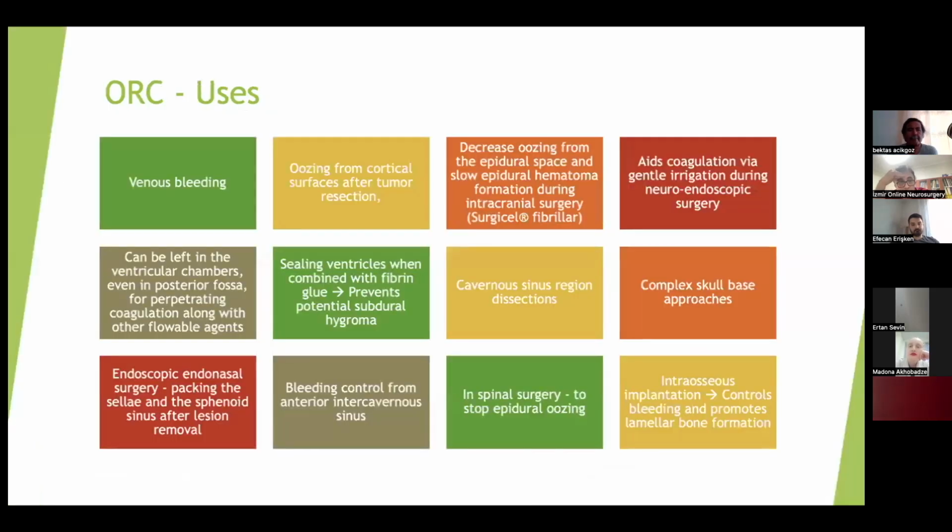Now, there are lots of uses associated with the Surgicel. It is very useful in controlling venous bleeding and oozing from the cortical surface after tumor resection. So it decreases the oozing from epidural space and slows down the formation of extradural hematoma. Then it aids coagulation via gentle irrigation during endoscopic surgery. One other thing is that during skull-base surgery, during cavernous sinus region dissection, it is quite useful for bleeding control from the anterior cavernous sinus. So it has got lots of uses in different areas related to neurosurgery.